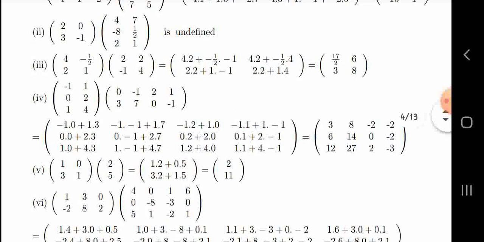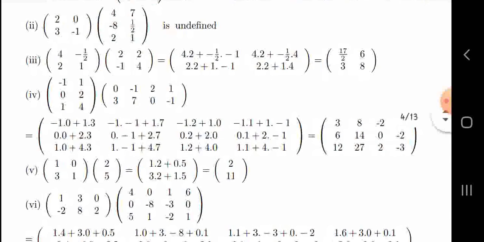So minus 1, 0, 1, next 1, 2, 4, 0, minus 1, 2, 1, 3, 7, 0, 1. Now what you have to do is take minus 1, 0, and plus 1, 0.3, and 0 minus 1. After taking these three, the fourth one is there, which you put again with the first one: minus 1.1, 1 point minus 1, like that you have to put.